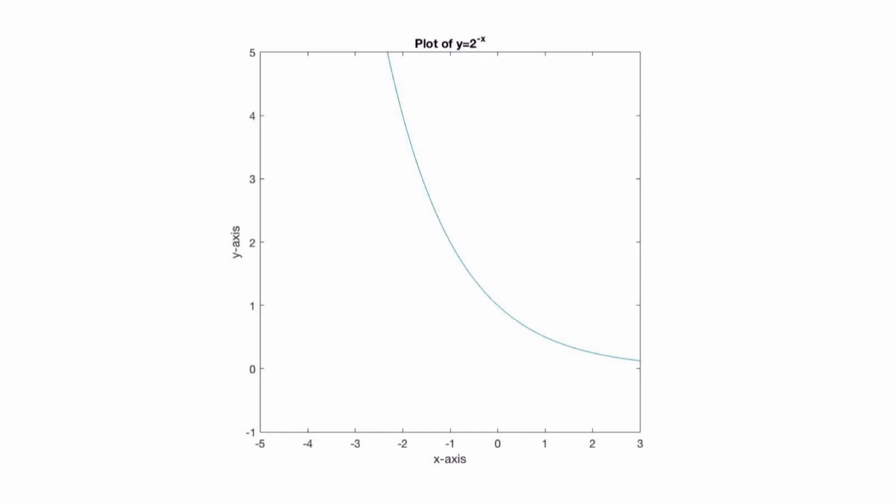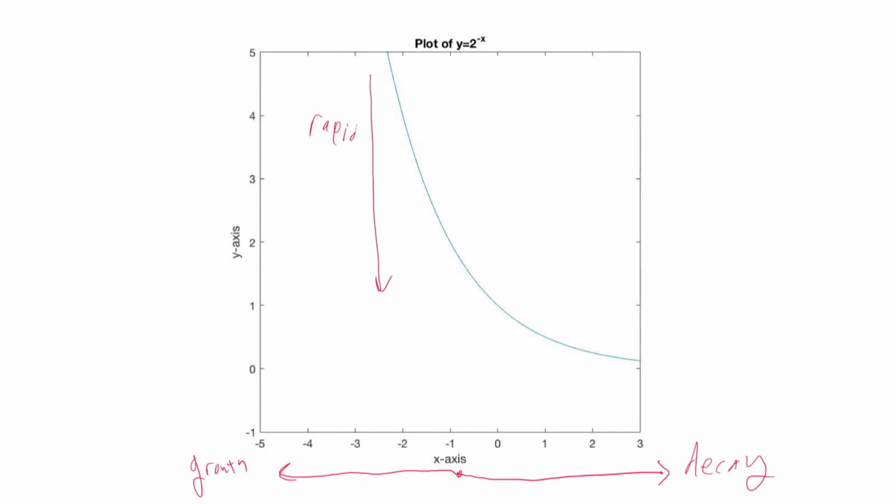Okay, so in this case, as I move towards positive infinity on the x-axis, I'm decaying towards 0. So I'm shrinking very rapidly. And then as I move towards minus infinity on the x-axis, I have growth. So there's decay over here, growth over here. And again, your decline is very rapid here. Okay, so this model is sometimes called exponential decay.